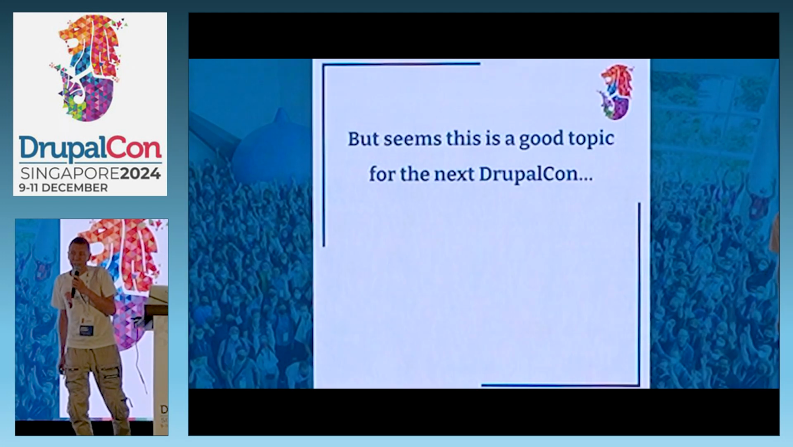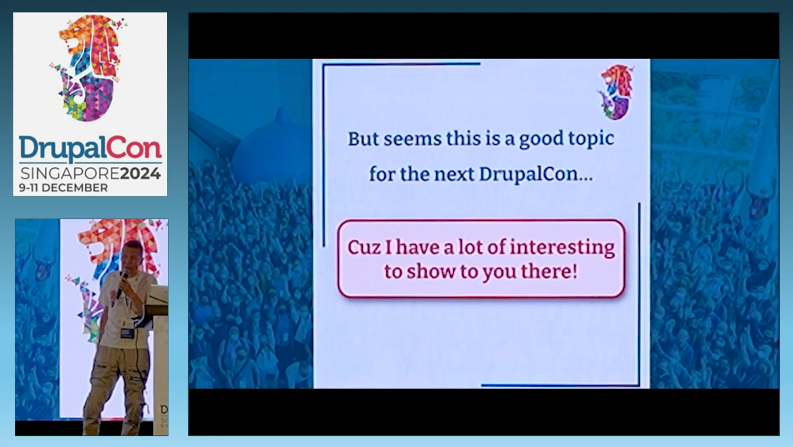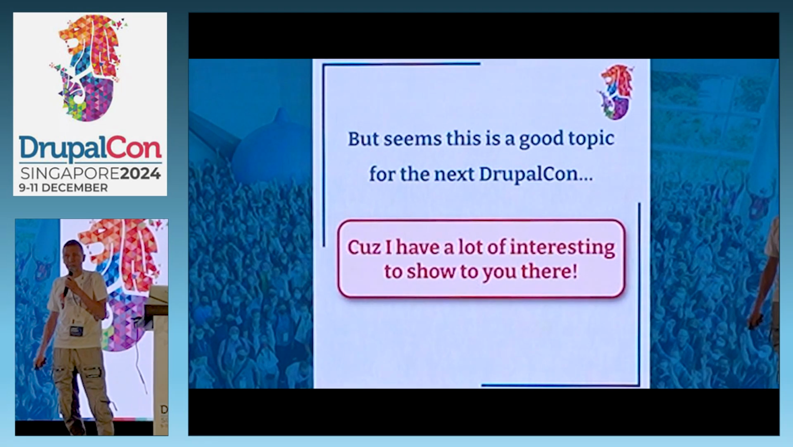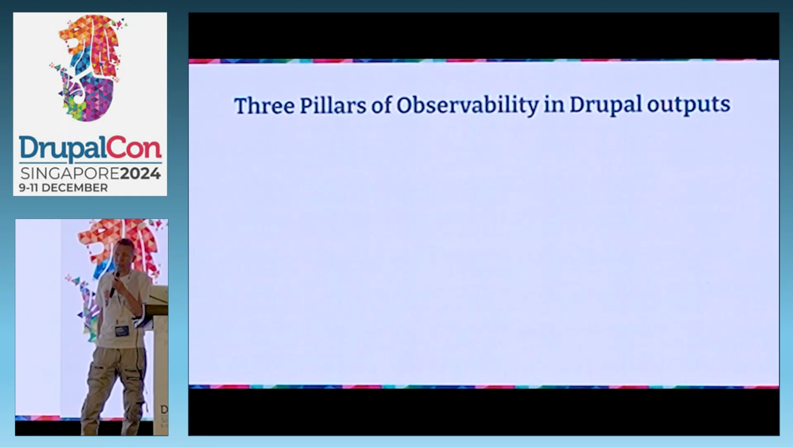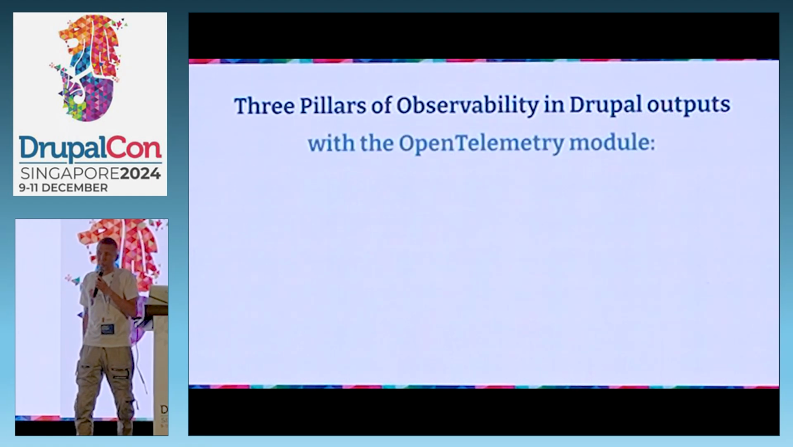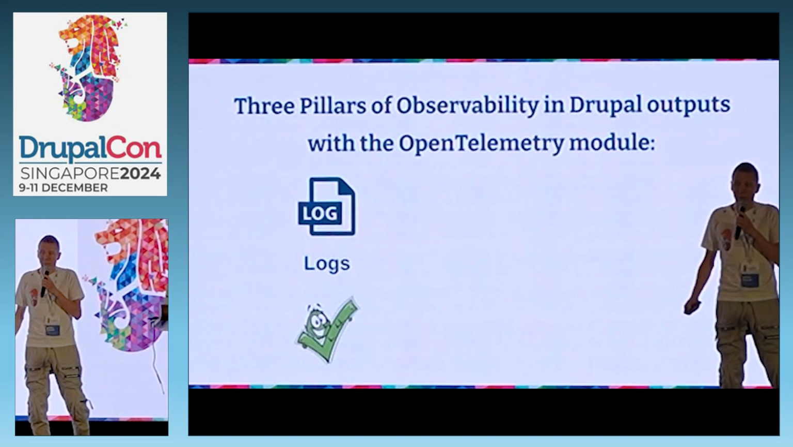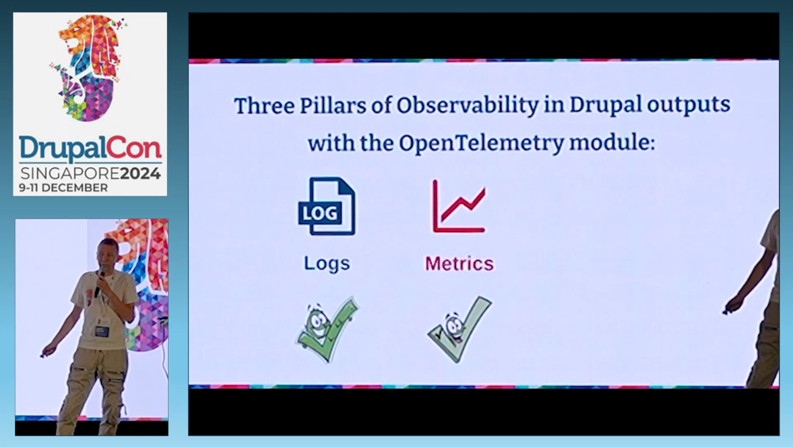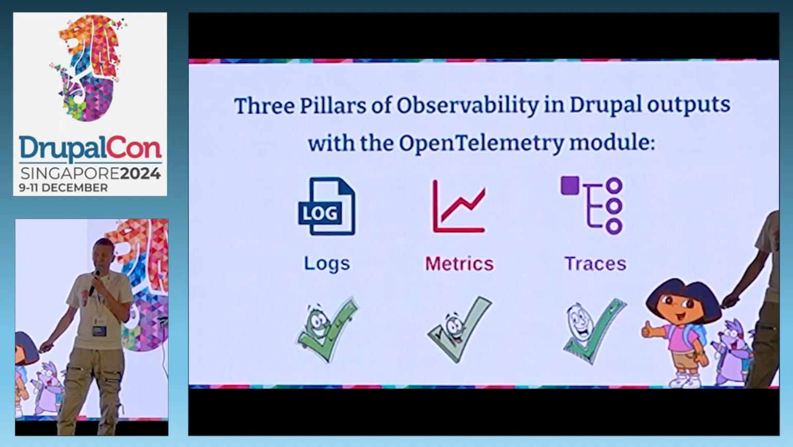But this is a good topic for the next DrupalCon, because in the Extended Logger module, I have a lot of interesting things to show you. Now let's concentrate on observability and OpenTelemetry. So what have we found with the OpenTelemetry module in our Drupal? We found logs, and now we have full-featured metrics and traces. That's very good.